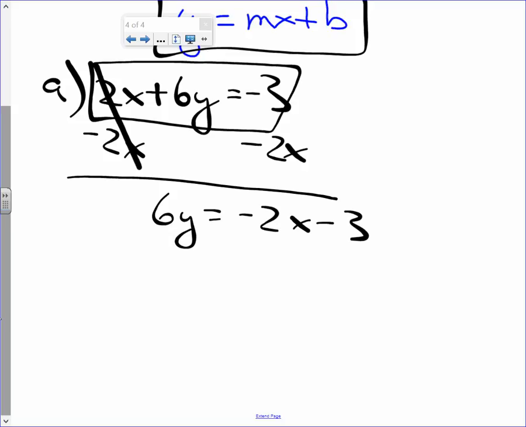Gonzalez, you see how I did that? So now I want to get rid of the 6 by dividing by 6. That's the opposite of multiplication. I'll divide by 6 here, here, here. It's going to be okay, though. Here we go.